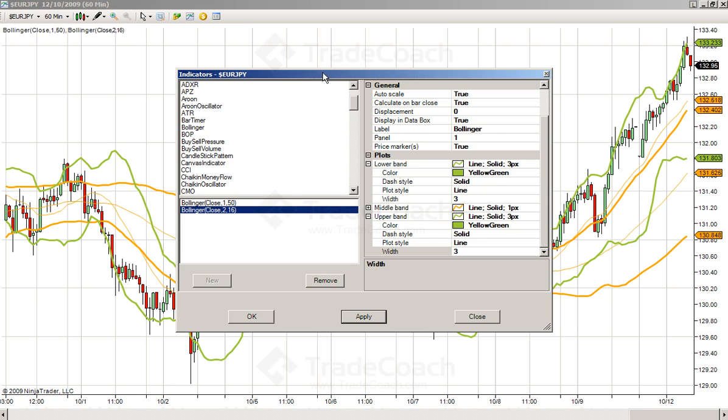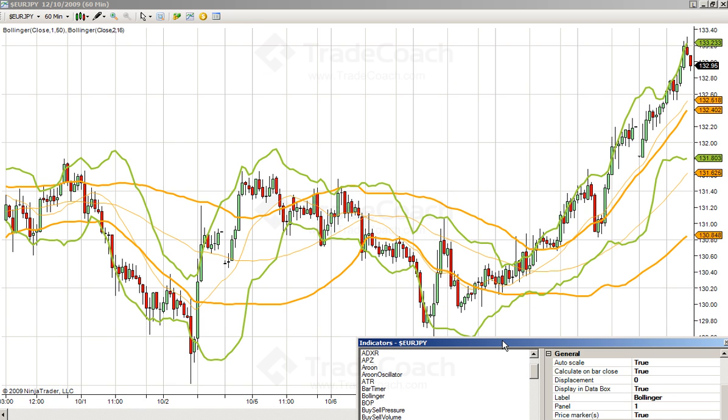Okay, can you see what I've done? I've got 1 standard deviation and 2 standard deviations. I'm comparing daily with mid-weekly. And I've got Bollingers. Now, as you can see, there's lines all over the screen. That's pretty confusing, isn't it?